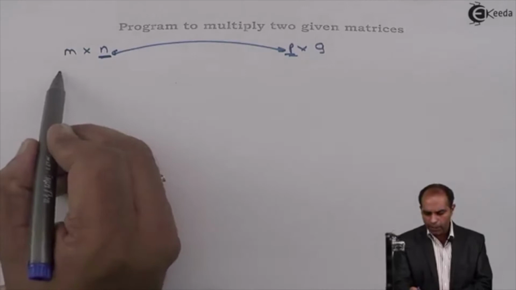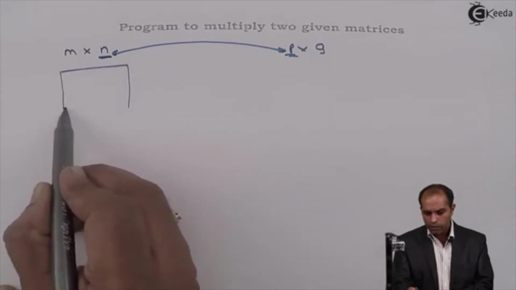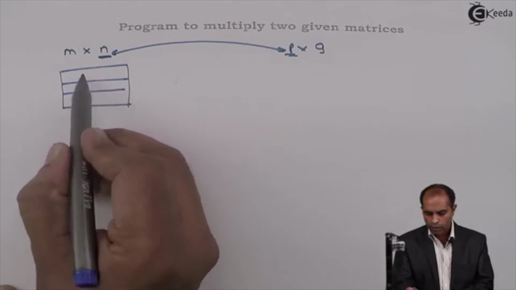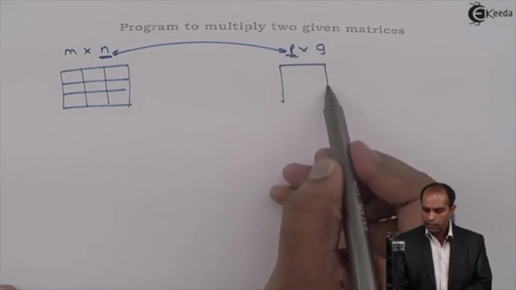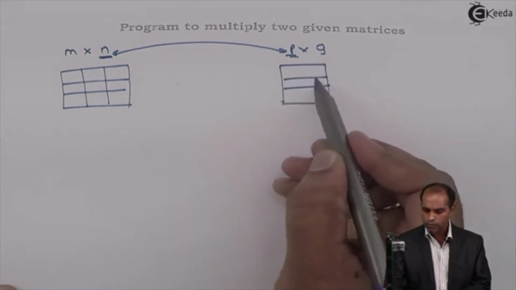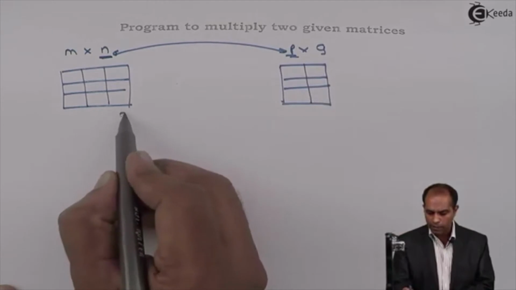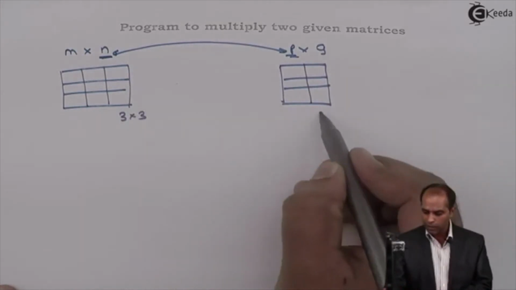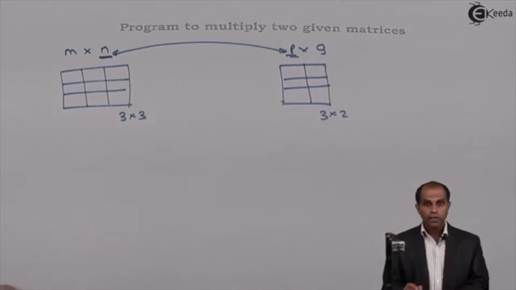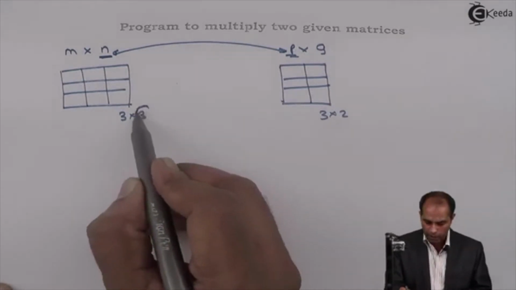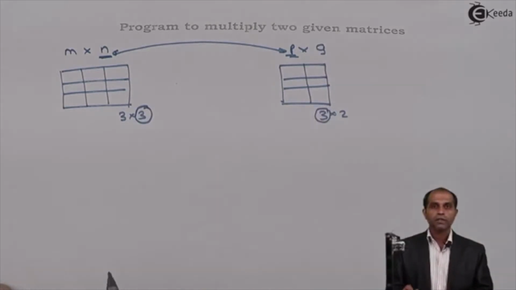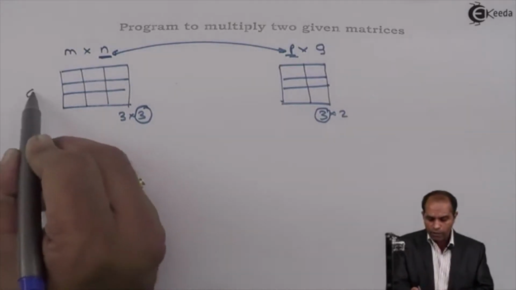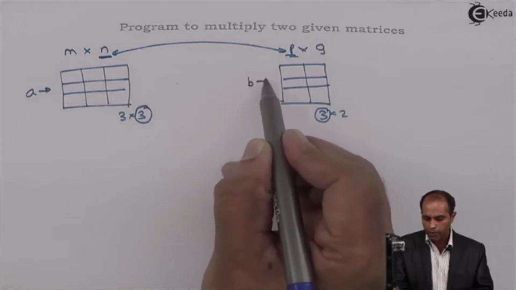If I take an example of 3 rows and 3 columns for the first matrix, and 3 rows and 2 columns for the second, then this matrix is of order 3 by 3 and this matrix is of order 3 by 2. Is this multiplication possible? Yes, because the number of columns of the first matrix is equal to the number of rows of the second matrix. Hence, matrix multiplication is possible. Assume this is my matrix A and this is my matrix B.